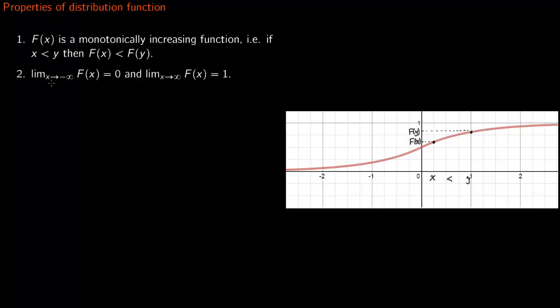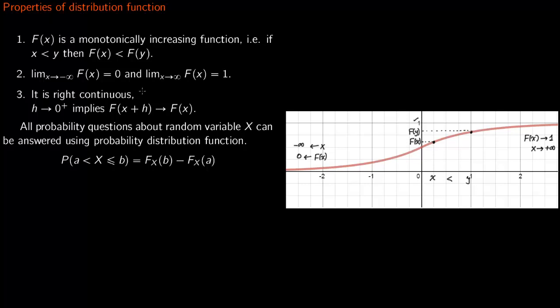Now as you go towards minus infinity, f of x goes to 0. As you can see, this red graph is f of x. Now this goes to 0 as x goes to minus infinity. So x is going to minus infinity in this direction. In this direction, f of x goes to 1. So this is 1 right here. It is becoming asymptotic to 1 as x goes to plus infinity on this side. It is right continuous. This we have talked about in previous lectures.